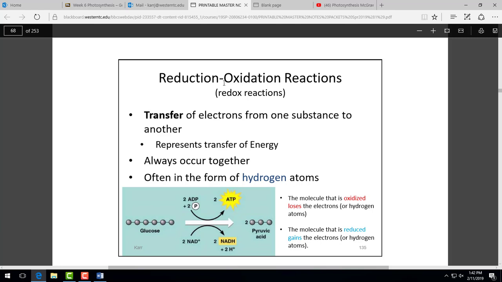So here we're looking at this molecule, NAD+. It gained what? It gained a hydrogen atom. So therefore, what would we say happened to this molecule? Was it oxidized or reduced? Reduced, too good. And then this, we would say, was oxidized, right? Because it lost hydrogen. So those are some terms you're going to see in this video we're going to watch that talks about oxidation and reduction.